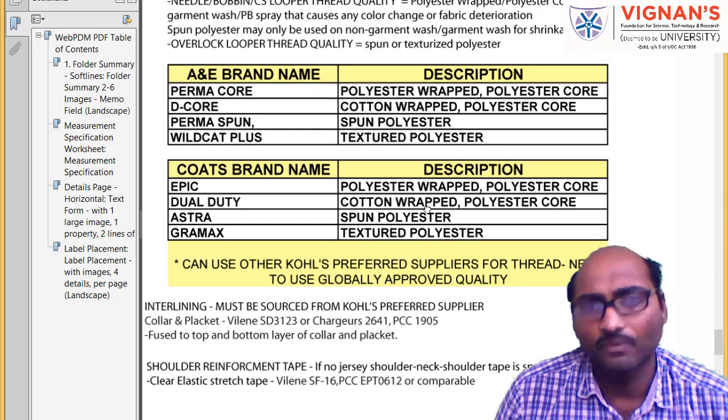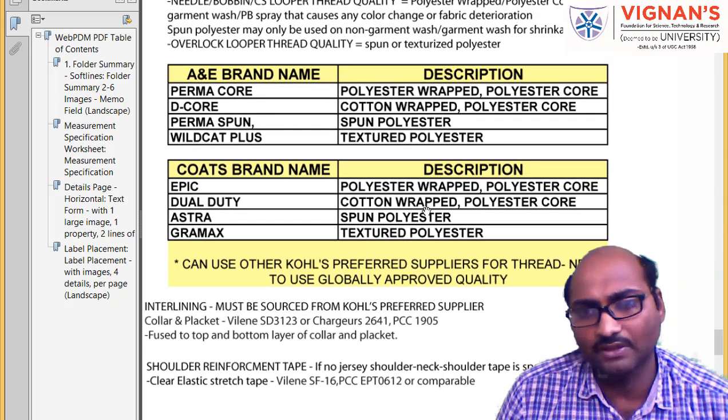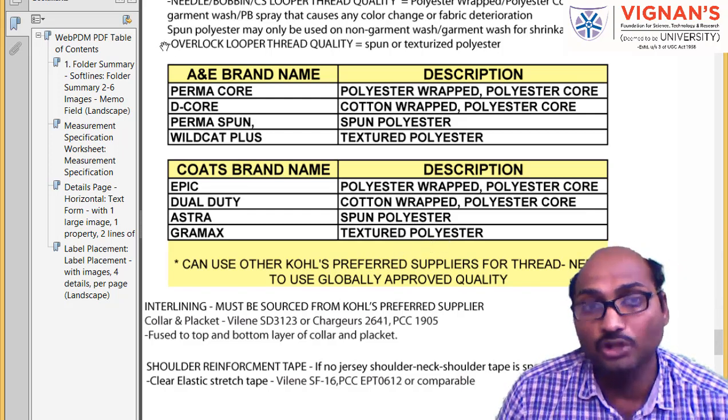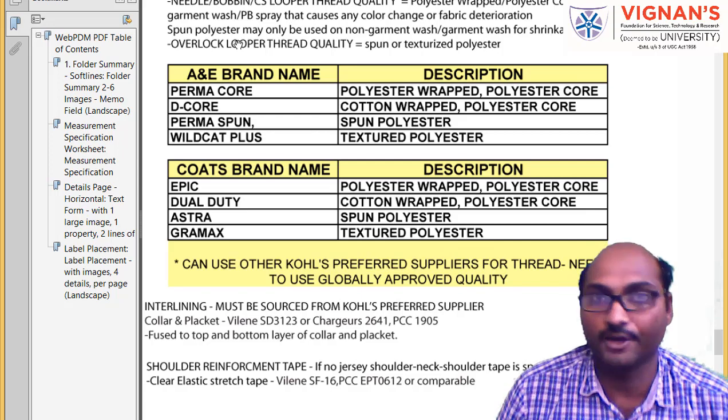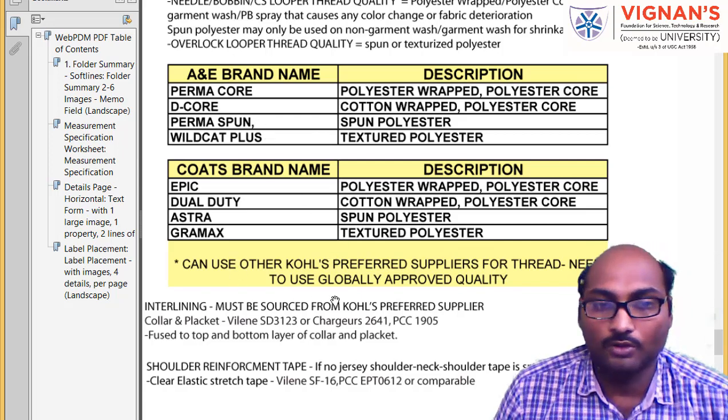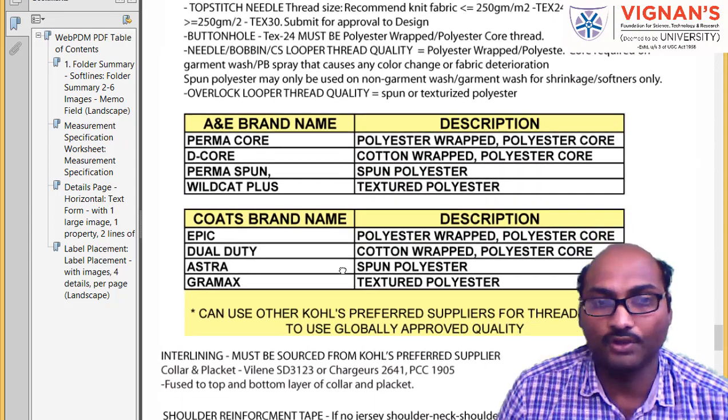And where bigger packages are required and there should not be any breakage, then textured polyester will also be used in case of overlock, basically for the looper thread. So yeah, this is about sewing thread.